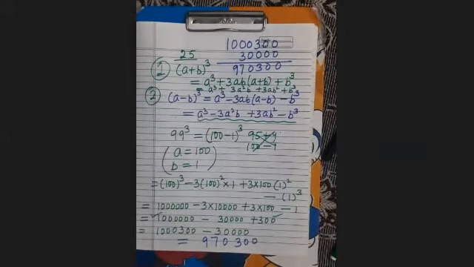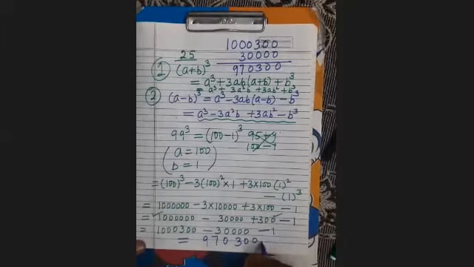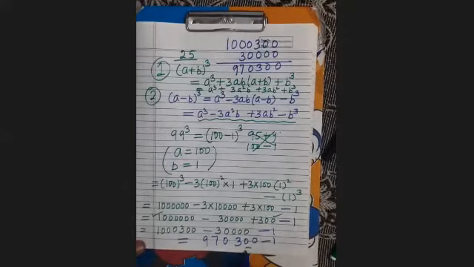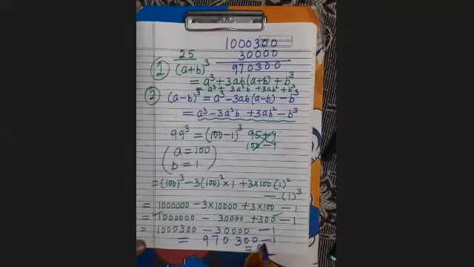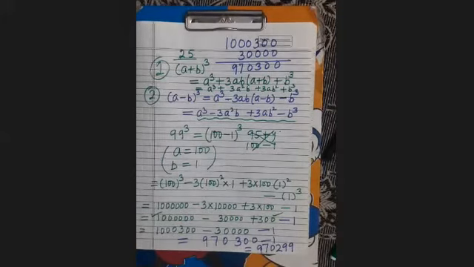Sir, there is minus 1 also. Oh, yes, it is minus 1 also. I forgot it. So minus 1, it will be 970,299. Now it is correct. Yes, sir, there was minus 1 also.